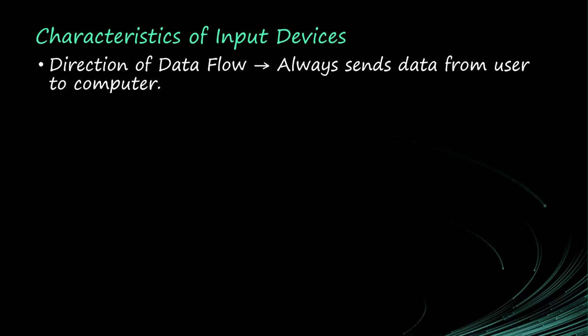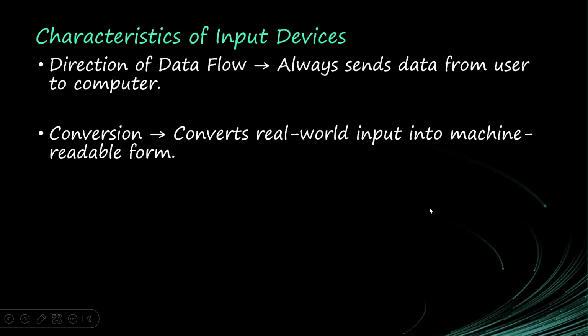So how does data flow? Data flows from user to computer. That is the only way. Data flows from user to computer. So the user gives data information to the computer. Input devices also convert real-world input into machine-readable form.